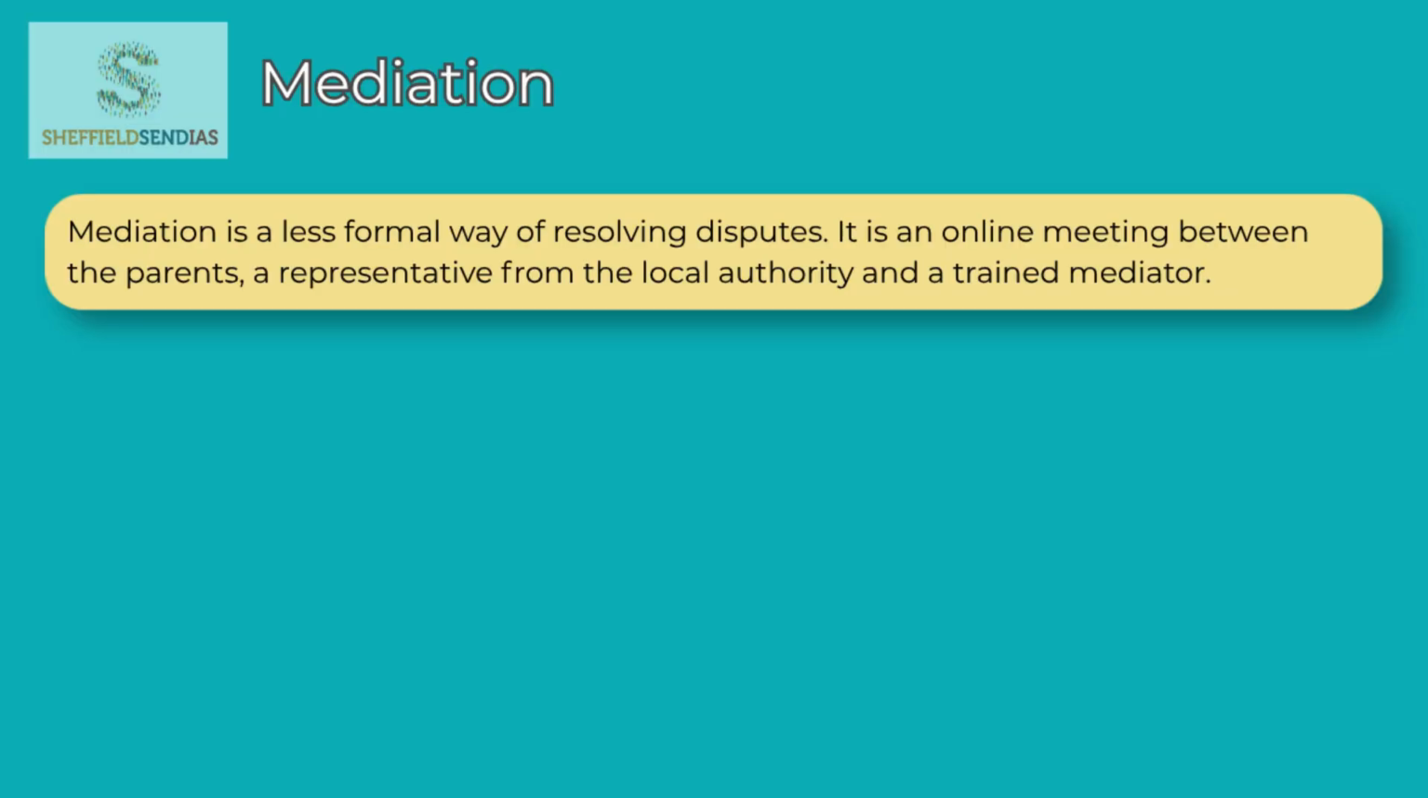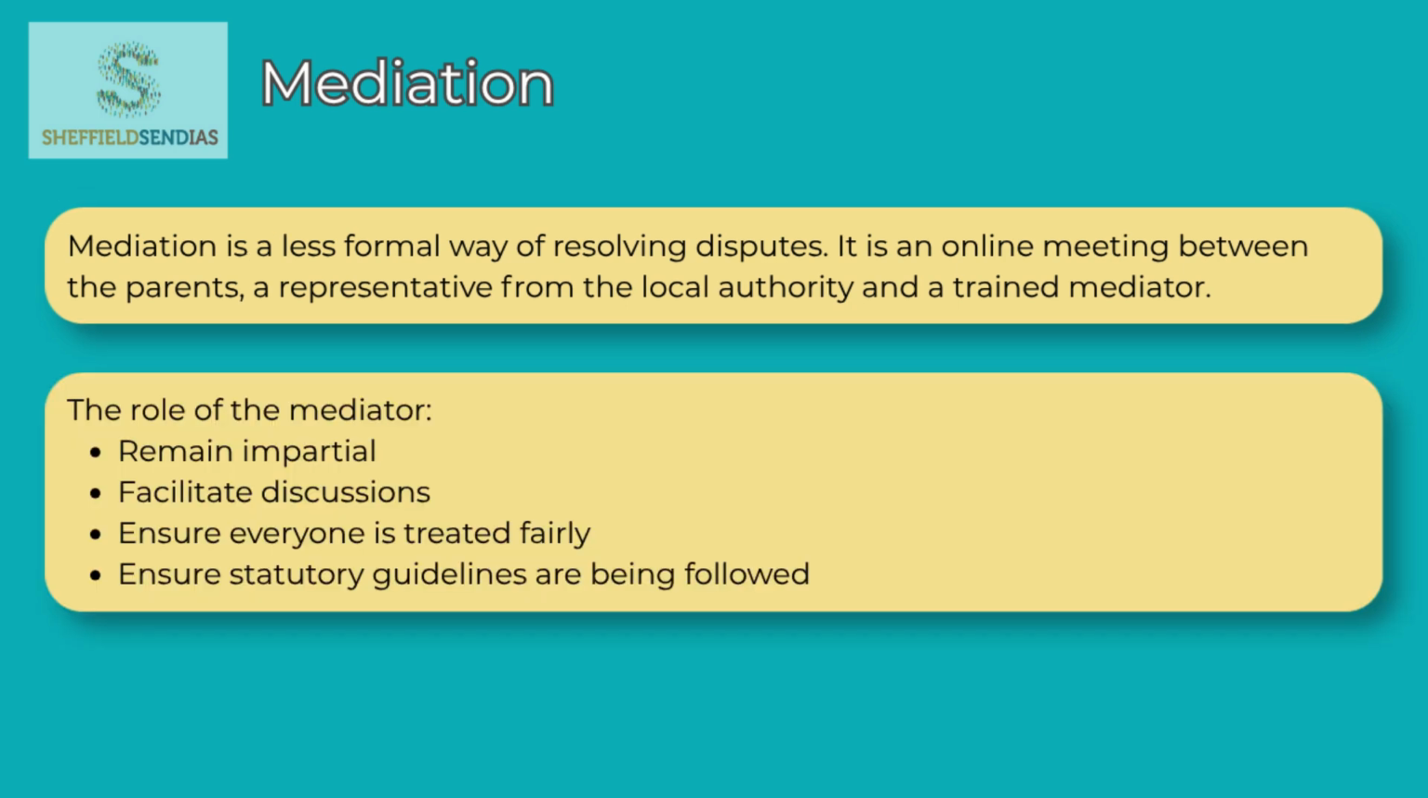Mediation is a less formal way of resolving the dispute between yourself and the local authority. It involves an online meeting between yourselves as parents, a representative from the local authority, and a trained mediator. The mediator is impartial and is there to facilitate discussions to make sure everyone is treated fairly and that the statutory guidelines are being followed.